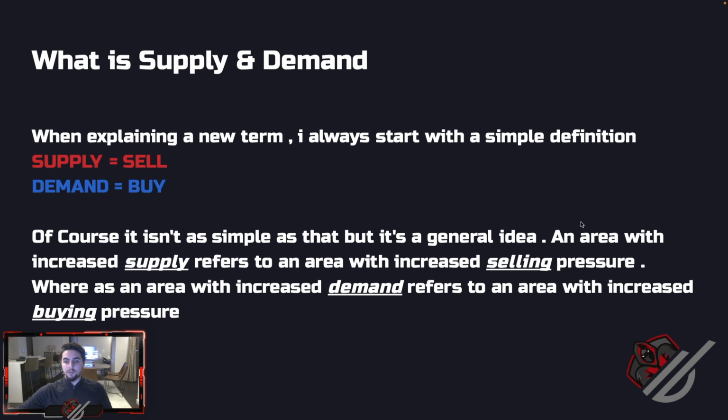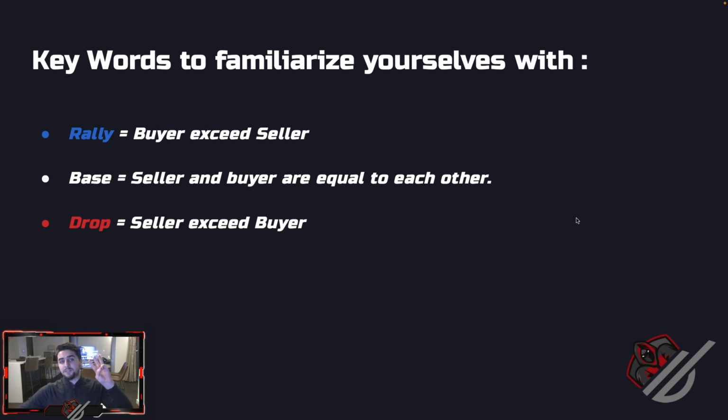Okay, let me move over to the next slide. I want you guys to familiarize yourselves with three key words before we get started. The first one being rally. Now, the term rally just identifies an area where buyers exceed sellers. Then we got the term base. Base is when sellers and buyers are equal to one another.